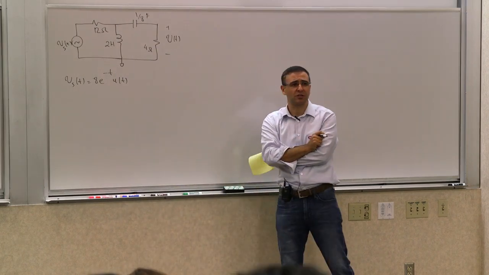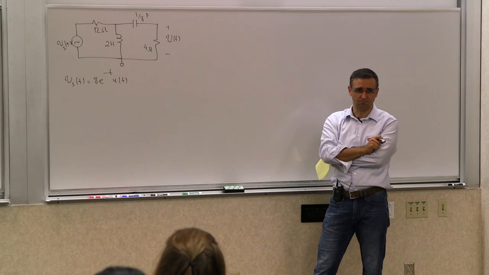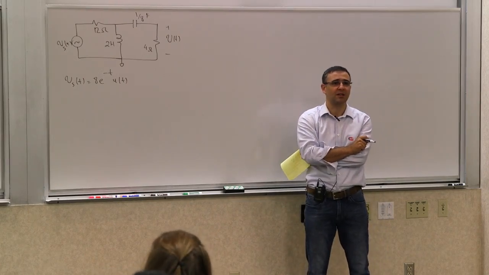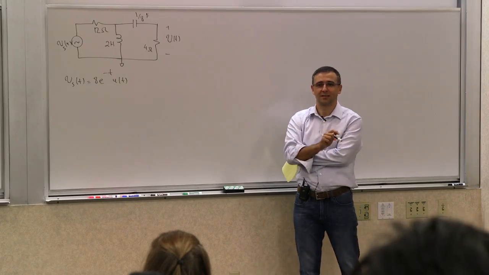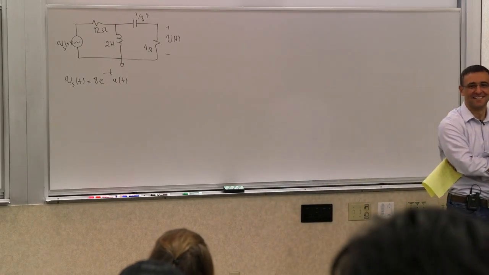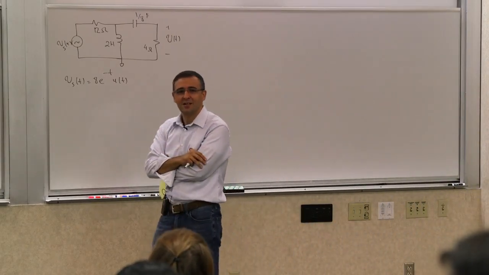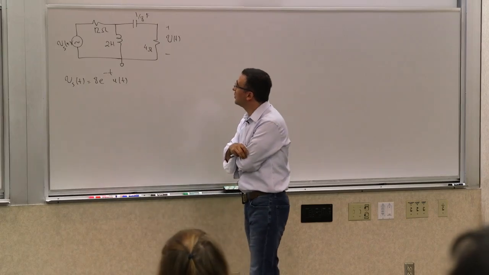First of all, let me ask you a question. What is the order of the system? Yes. What's the order of the system? Show me with your fingers. Yes. 2. Right? Anyway, so why is it 2?